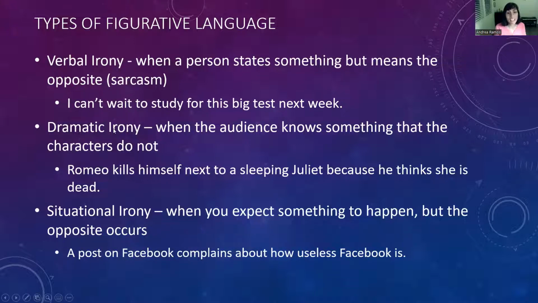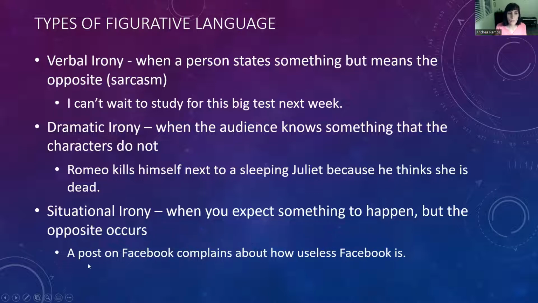Another form of irony is dramatic irony, when the audience knows something that the characters do not. So in the story of Romeo and Juliet, which is a Shakespeare play, Romeo kills himself next to a sleeping Juliet because he thinks she's dead. But the audience knows that she's just sleeping. So that was dramatic irony. The audience knows something that the player in the play doesn't know. And if the actor had known what the audience knows, then he wouldn't have done what he did. So that's dramatic irony.